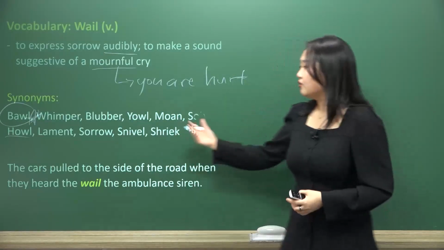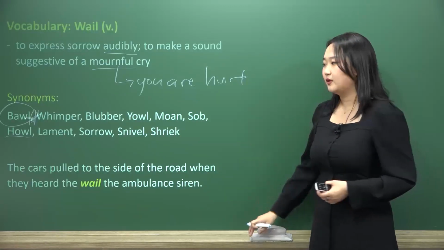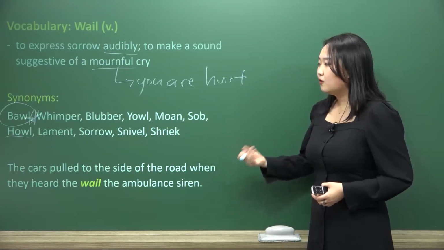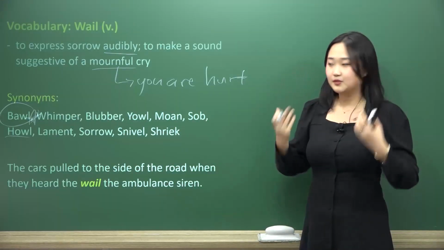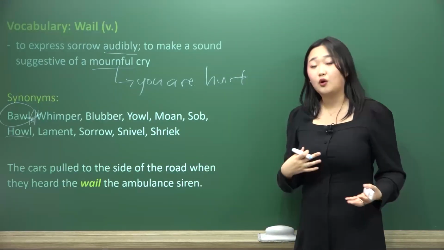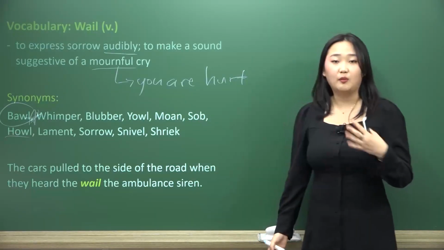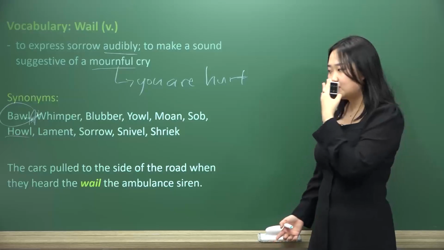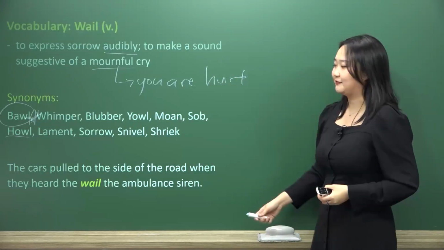Other than that, though, all these words, whimper, quietly, blubber, you would be making noises, but it doesn't make any sense. Yowl, like a cat. Moan, like a groan. Sob, again, sobbing. Lamenting, being more sorrowful. Sorrow ties in with lamenting. Snivel and shrieking, other noises, probably nose noises or screaming, just straight up screaming. And so they're all very different.